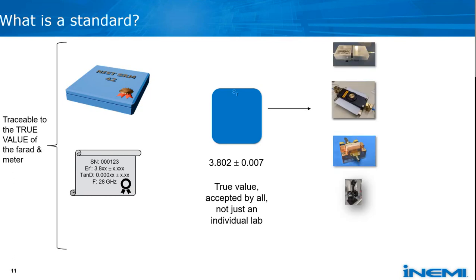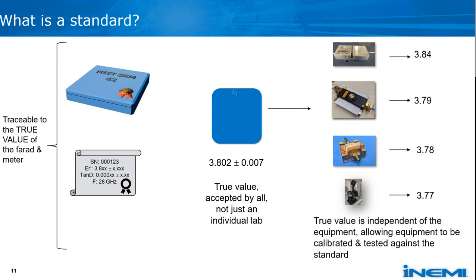And so then you can apply this standard to any given permittivity measurement tool, including the software and everything else. When you get values out of these things, you know what your uncertainty of that tool is, because you know what the actual value of the material is that you're measuring.